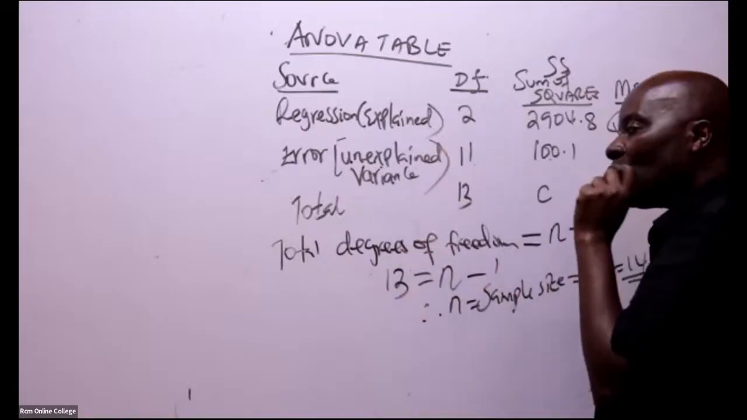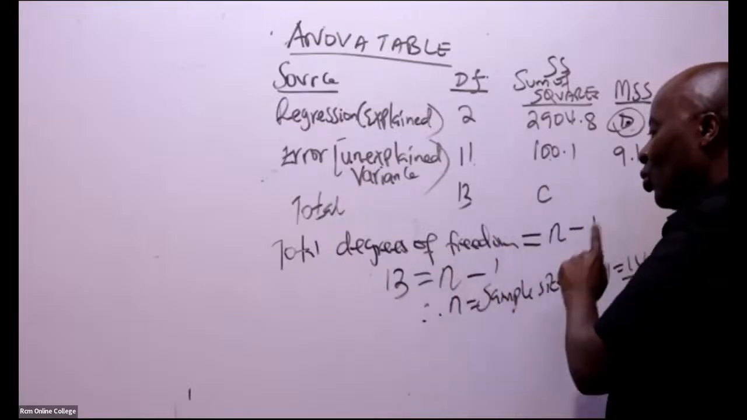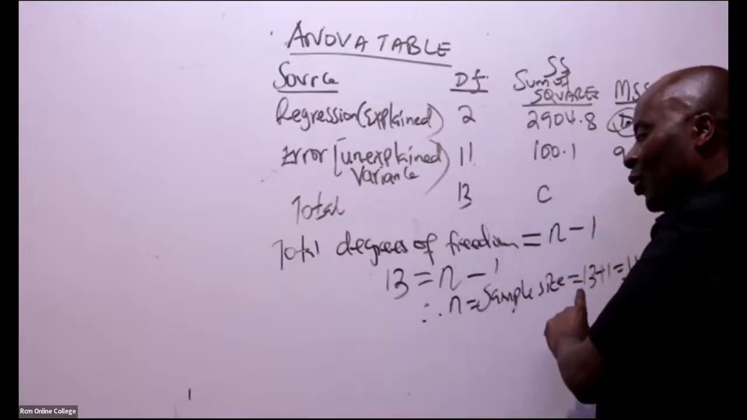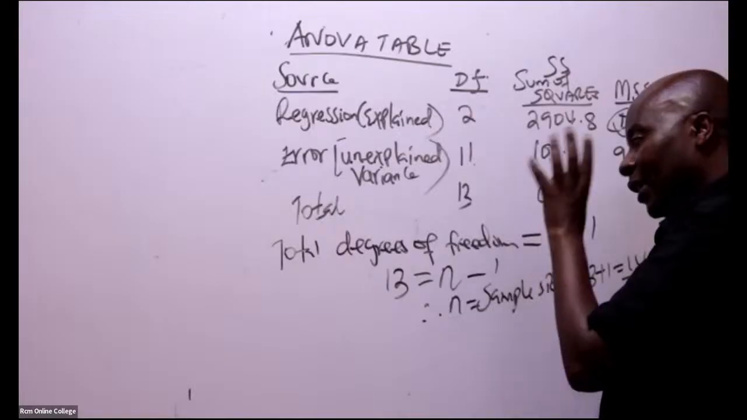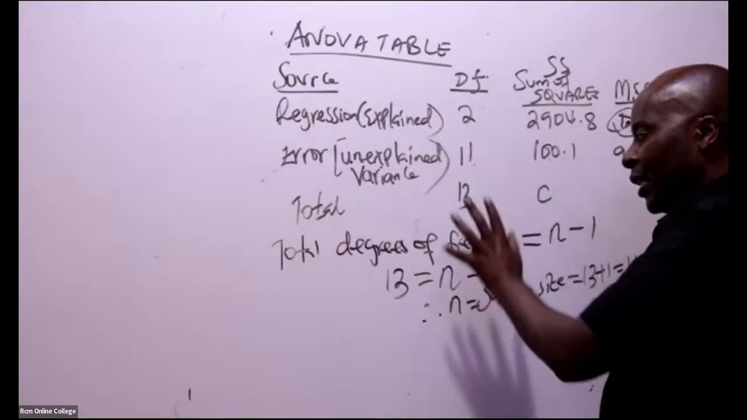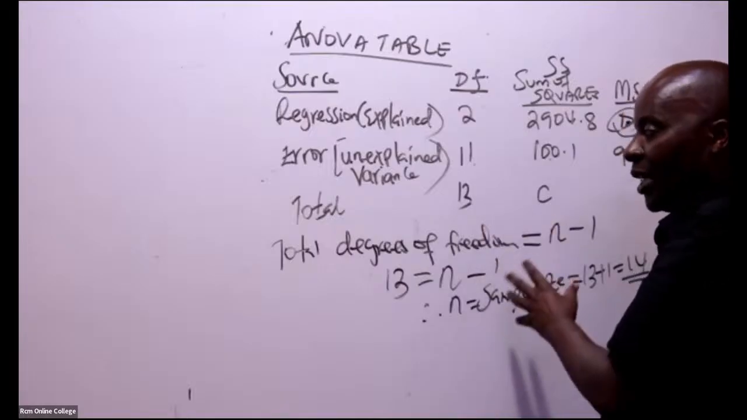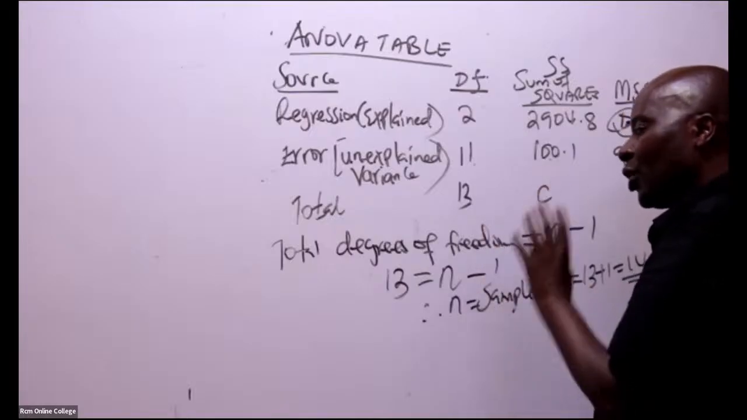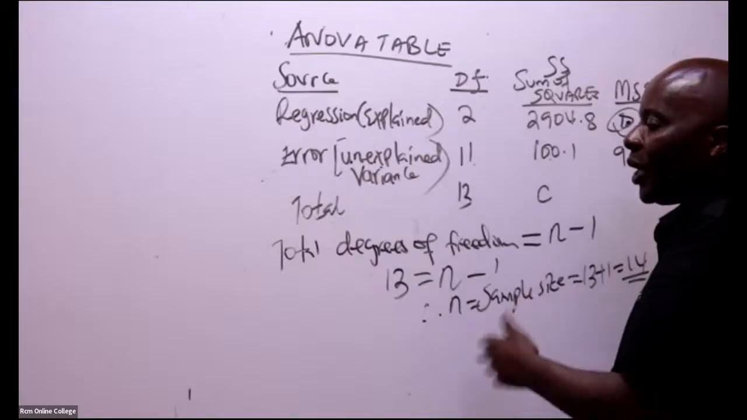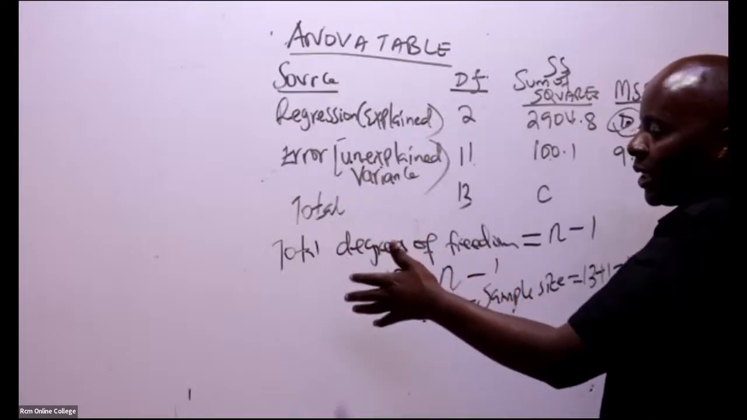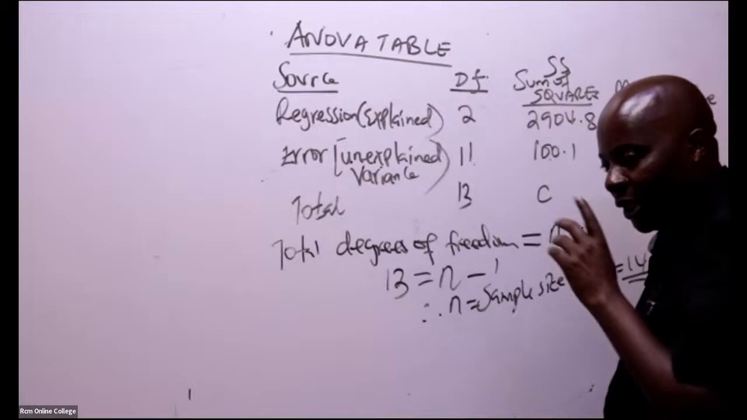So you need to know that total degrees of freedom will always be equal to n minus 1. So we take 14 minus 1 to get 13. This is really critical for my foundation for this particular session. How to calculate total degrees of freedom. If I were you, I would have actually highlighted this. This is really critical. Total degrees of freedom.